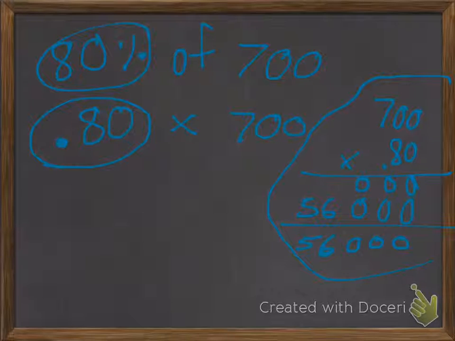We know because we had a factor where you had to move the decimal point 2 times that we'll need to move the decimal point 2 times in our answer. So the decimal point starts on the far right side and we'll bump 2 times to the left. 1, 2. Decimal point goes right there. So 80% of 700 is 560.